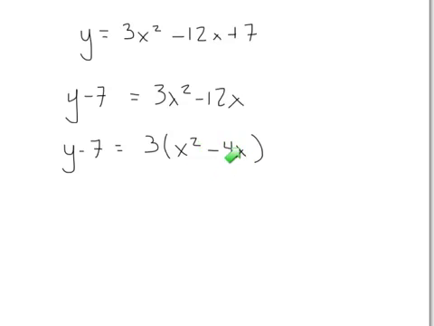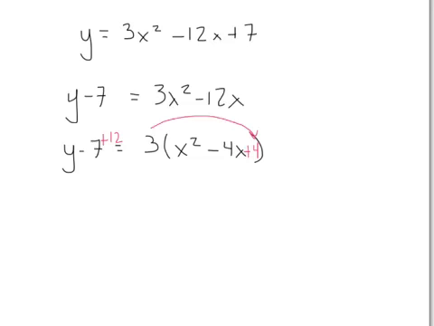So half of this is negative 2. Negative 2 squared is 4, so we're going to put a plus 4 right there. Well, this 3, technically speaking, gets distributed back out. So that's really putting a 12 there. So when we add it to this side, we have to add 12 to this side. And that's the little trick there.